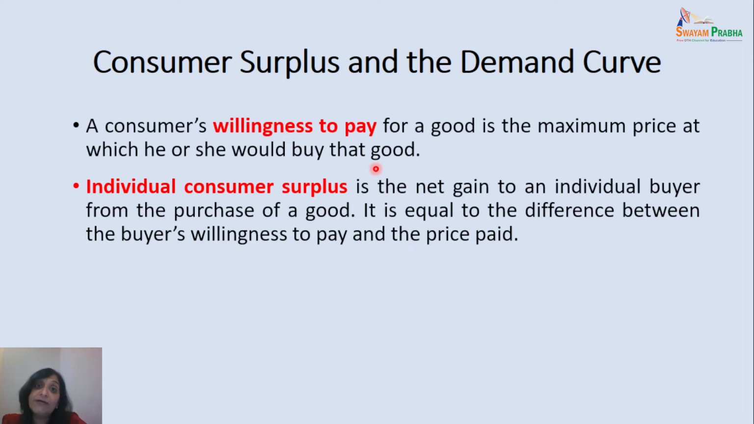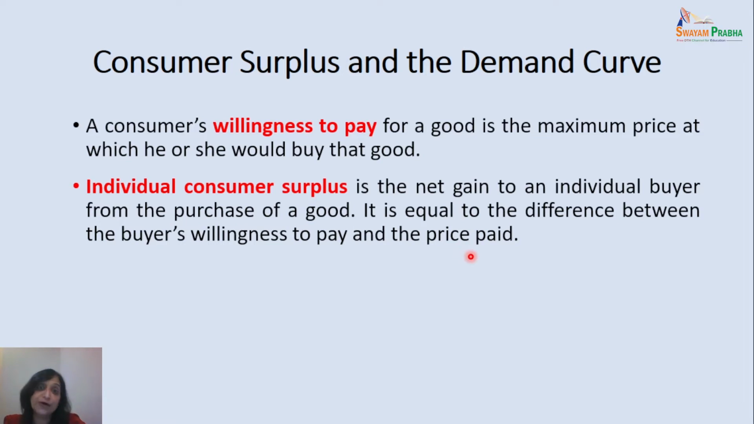But the car was available at a lesser price. So the net gain, or the difference between the willingness to pay and the actual market price or the price paid for that product, is called consumer surplus. So how do we define consumer surplus, learners? We say consumer surplus is the difference between the buyer's willingness to pay and the actual price paid for the product.